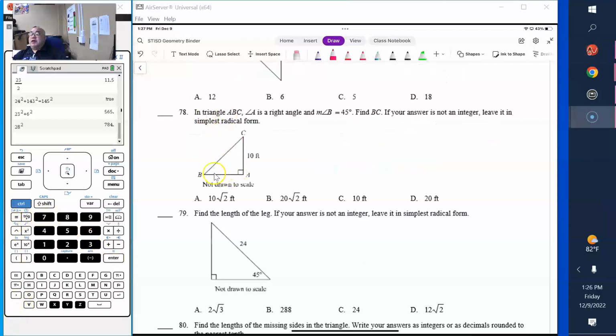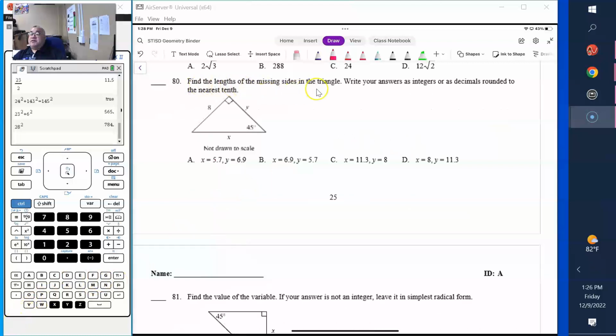In triangle ABC, angle A is a right angle and B is 45. So this is a 45 right triangle. Remember that this is 10, so the hypotenuse is 10 square root of 2. It says leave it in radical form, so you have to leave it as a radical. So what's the length of BC? 10 square root of 2.